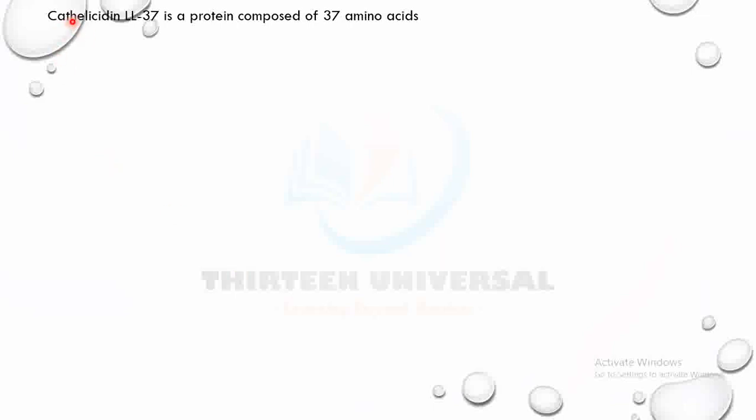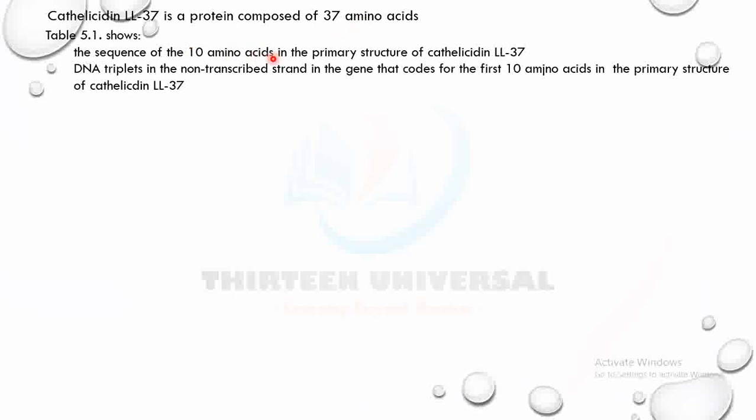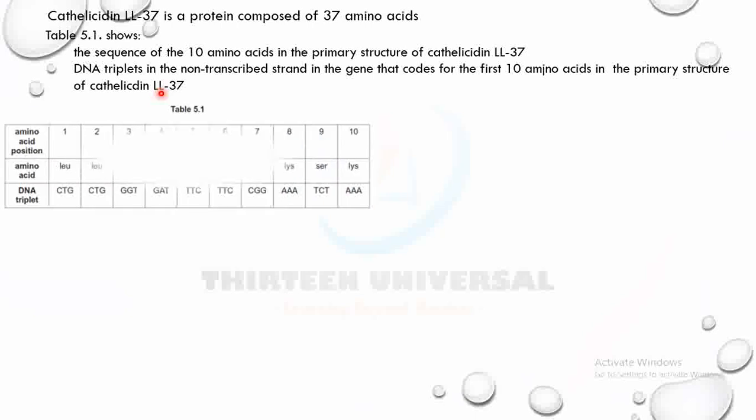Can you see that? This mentioned cathelicidin LL37, which is a protein composed of 37 amino acids. The question gives the sequence of the first 10 amino acids in the primary structure of cathelicidin LL37. We have the DNA triplet in the non-transcribed strand of the gene that codes for the first 10 amino acids. So you can see that, guys. Amino acid 1 is leucine, that's position 1, and the DNA triplet that codes for it is CTG. You see that order.